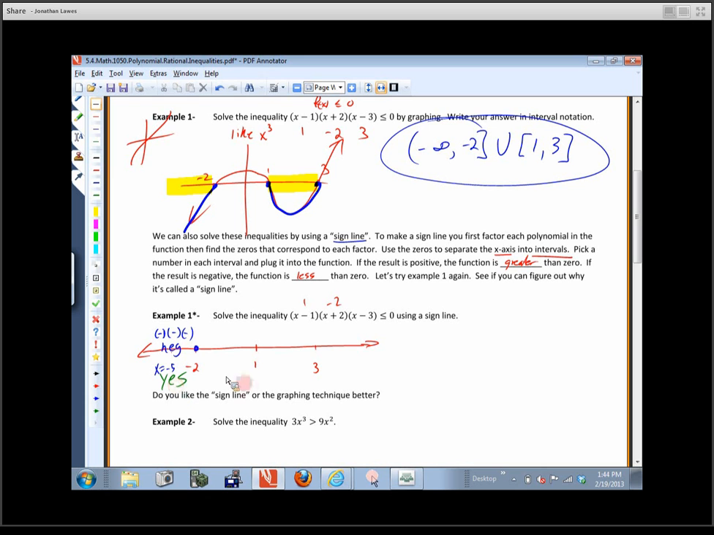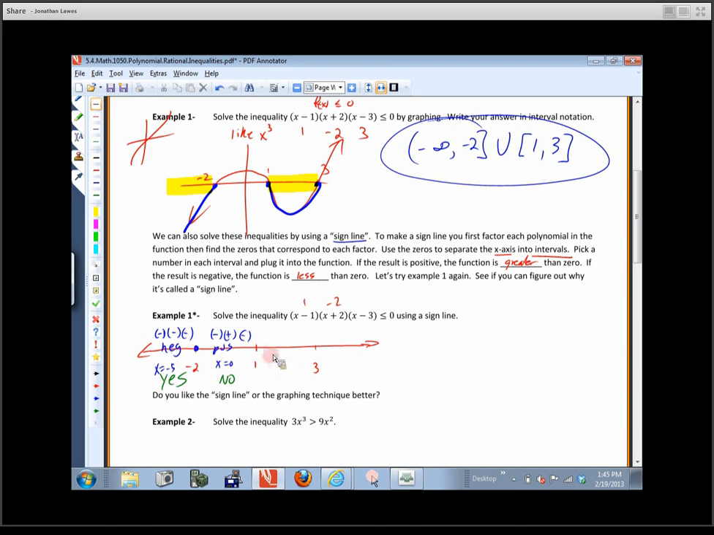Okay, if you wanted to pick somewhere in between -2 and 1, what would you pick? Probably 0. So let's plug in a 0. If I plug in a 0, what's the sign for this first factor? It's going to be negative. What's the sign for this one? Positive and negative, right? Two negatives make a positive. So this is positive right here. We don't want it to be positive. We want it to be less than 0. We want it to be negative. So does that work right there? Answer there is no. Can you see why we call this a sign line? Because all we're interested in is the sign of each one of those factors and the sign of the result once we multiply them together.